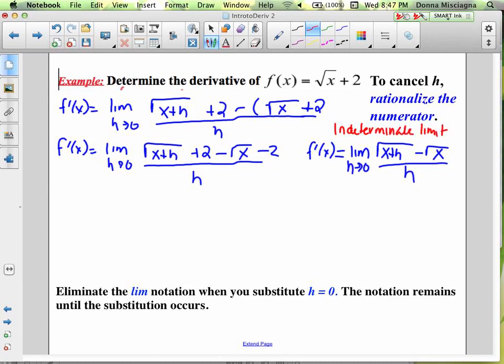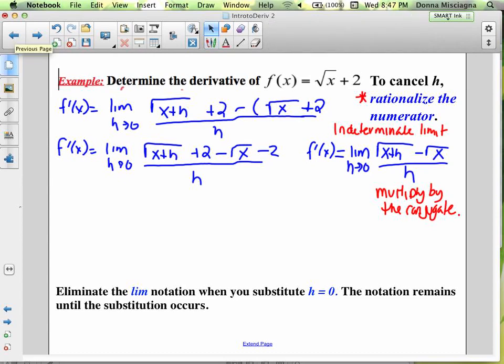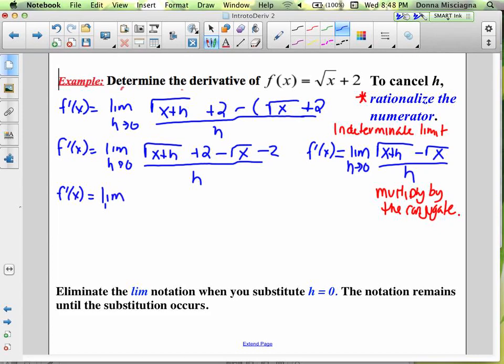And we learned what to do when we have an indeterminate limit with radicals. So rationalize the numerator. That's just the same as multiply by the conjugate. That's what rationalizes the numerator. Multiply by the conjugate. Make sure you write that in, along with everything else. So we'll multiply by the same thing with a little sign change there. So our derivative is just the limit as h approaches 0 of the square root of x plus h minus the square root of x, all divided by h, times the square root of x plus h plus the square root of x, divided by the square root of x plus h plus the square root of x.